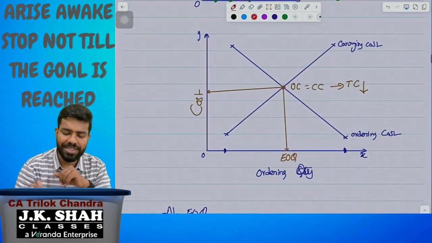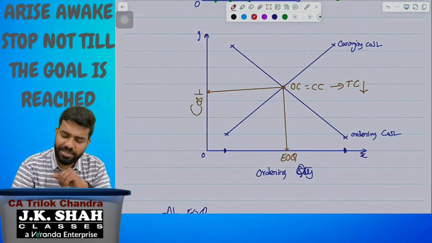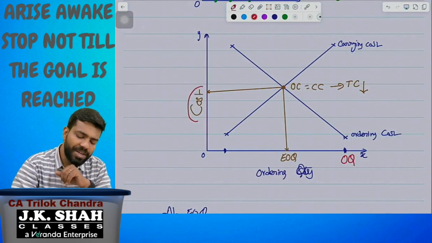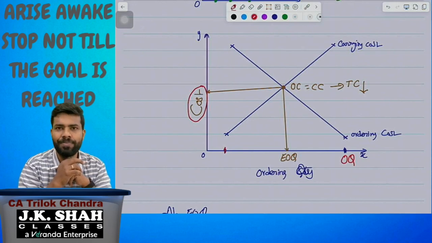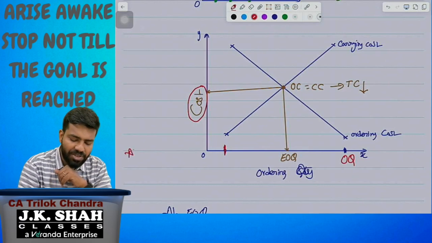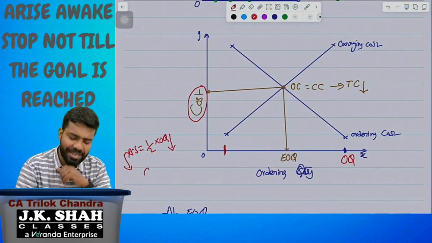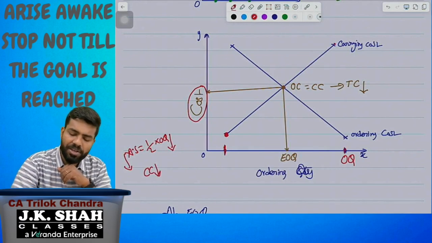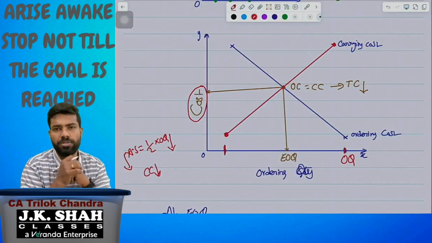To understand that, we need to understand this graph. On the x-axis, we are taking ordering quantity. On the y-axis, we are taking the cost. When the ordering quantity is less, average stock is less, because average stock equals half of OQ. When the average stock is less, carrying cost will be less. When the ordering quantity is more, carrying cost will be more. This is the line of carrying cost.